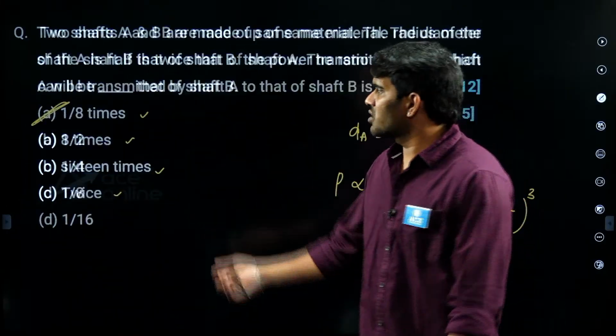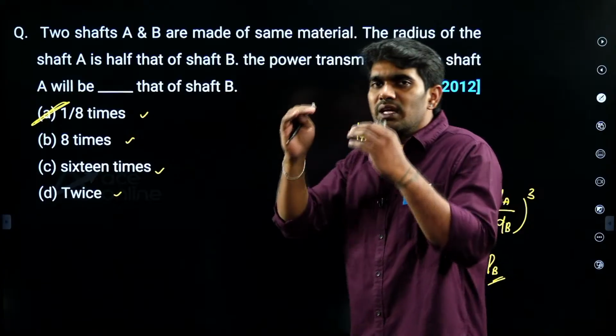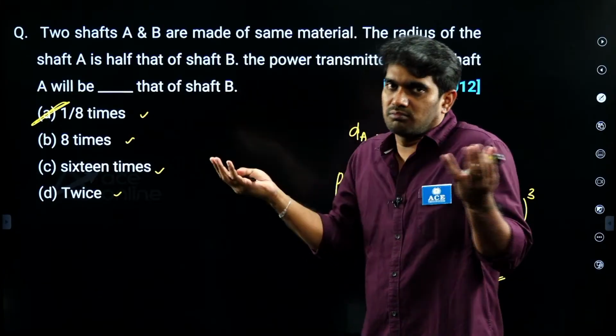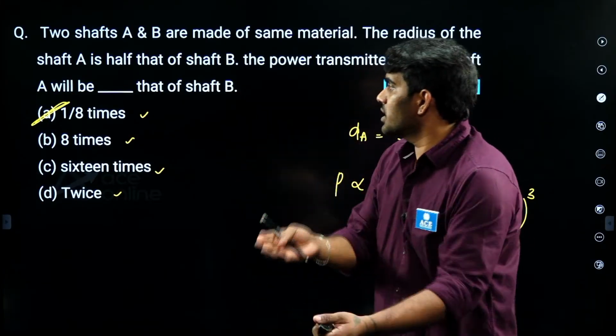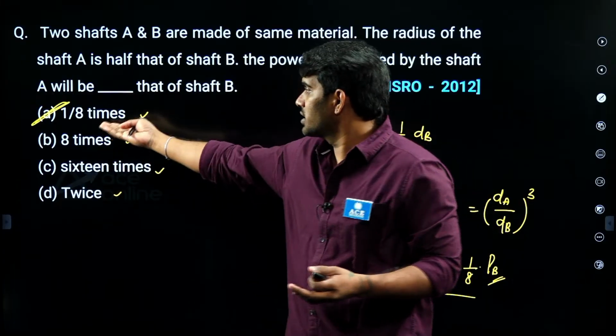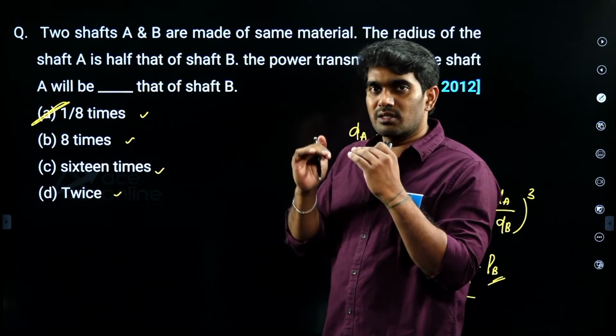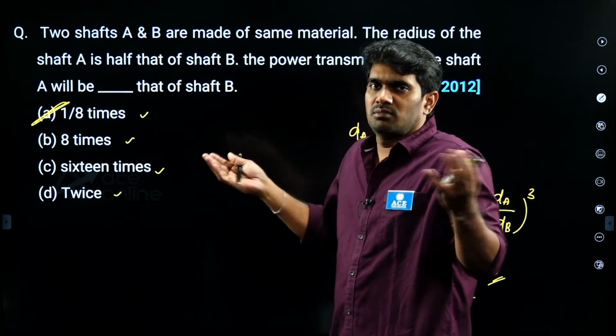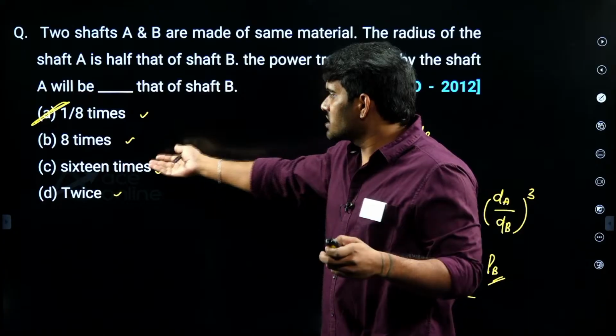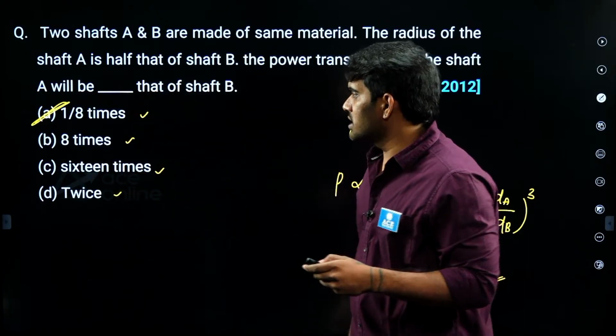Very simple. Obviously, shaft A has the smaller diameter, so half. I can notice from the options that A has to be the right choice. Why? Because if it has lesser dimensions, it can transmit lesser torque. Simple logic. So by logic also we can choose the answer as A.